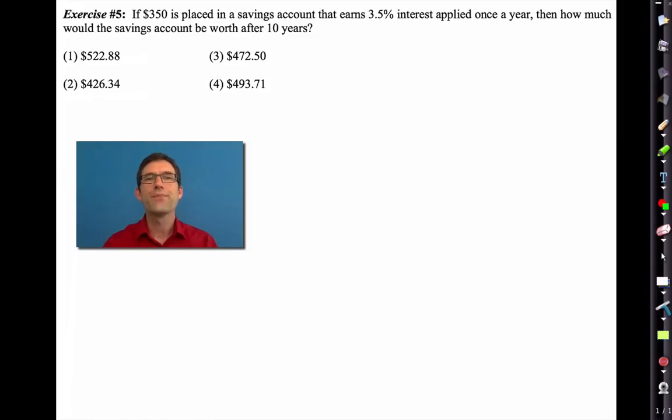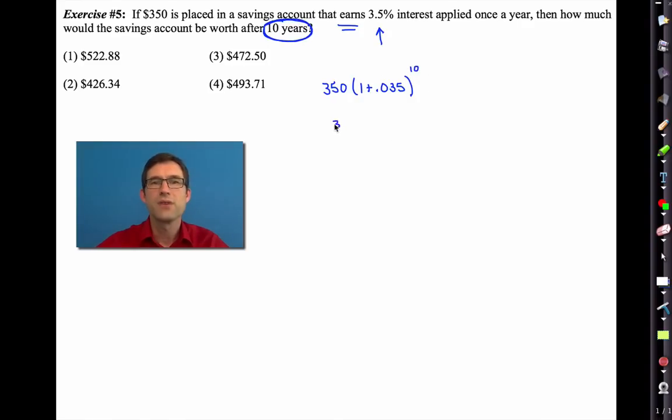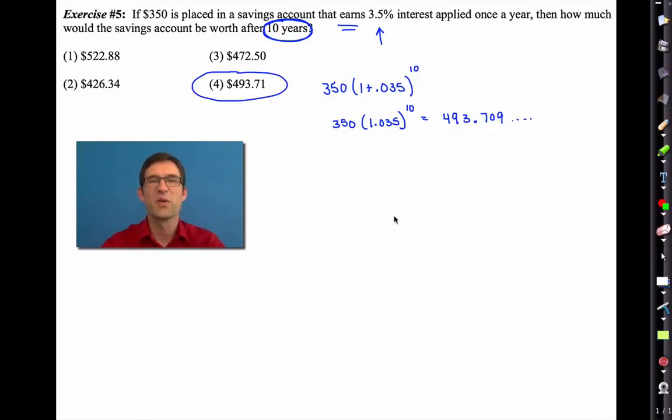All right, let's go through it. Well, hopefully you understand that when you earn interest, that means you're increasing by 3.5%. So what we've got is we're starting off with 350. Then we get to multiply by 1 plus 0.035. But the key is we get to do that 10 times. 10 times, right? So we get 350 times 1.035 to the 10th. Carefully put that into our calculator. We get $493.709, etc. So 493.71. All right. So a couple multiple choice problems to finish off the lesson just to see where you're at. All right, I'm going to clear this out.